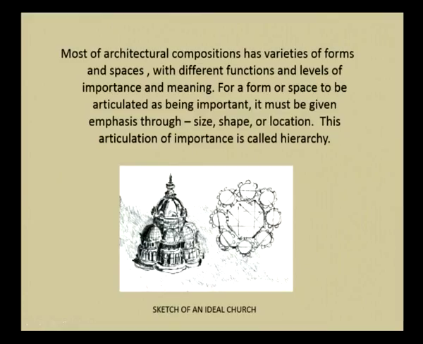What is a hierarchy? Most of architectural compositions have varieties of form and spaces with different function and levels of importance and meanings. For a form or space to be articulated as being important, it must be given emphasis through size or shape or its location. This articulation of importance is called hierarchy. A sketch shows a design through which hierarchy and importance is created through the center of the cathedral space.